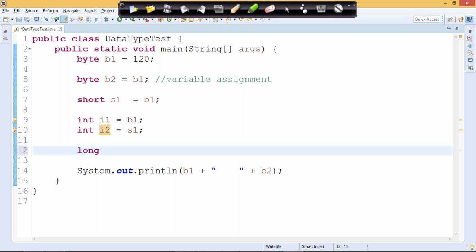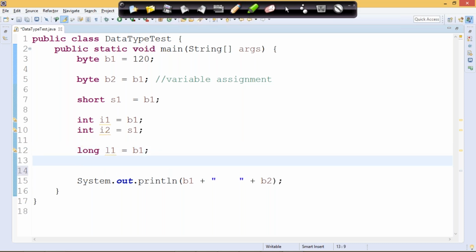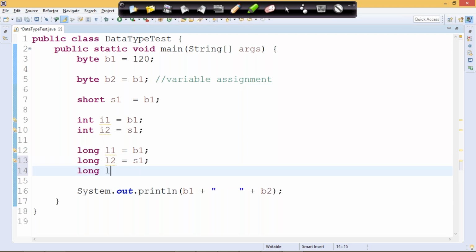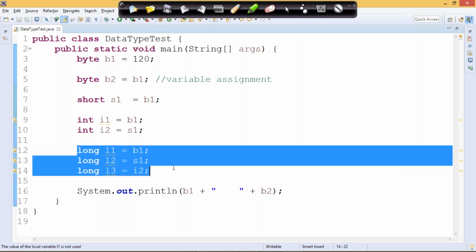Or even you can say like this, long L1 equal to B1. What is the data type of B1? Byte. What is the data type of L1? Long. Hence the left side is bigger than it, it works, right? Or you can also say long L2 equal to S1. This works, right? Long L3 equal to I1. This also works, perfectly works. These are all examples for widening.